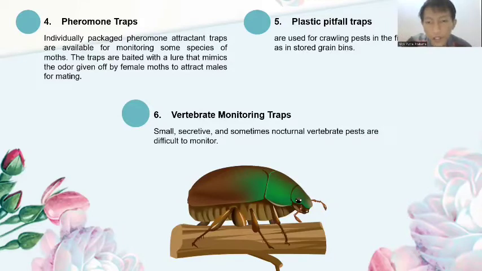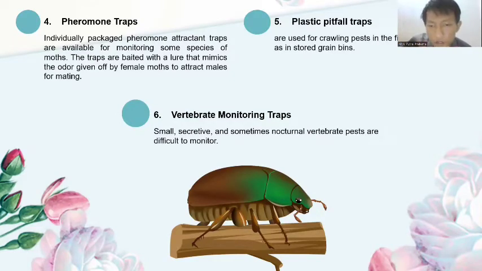Pheromone traps are individually packaged pheromone attractants that are available for monitoring some species of moth. The traps are treated with a lure that mimics the odor given off by female moths to attract males for mating. The traps are used to find out when the main flight of adult insects occurs so that management tactics can be instituted early to have the greatest effect.